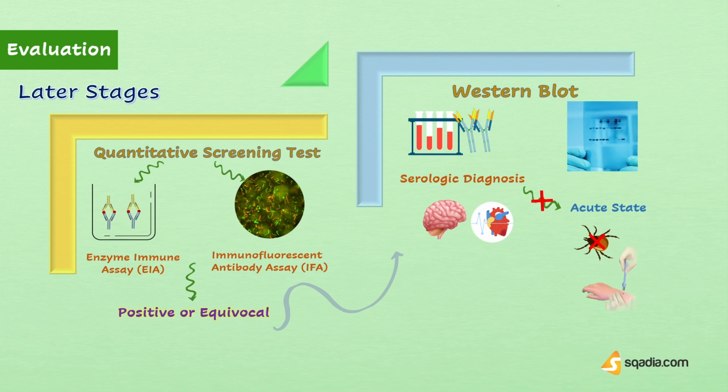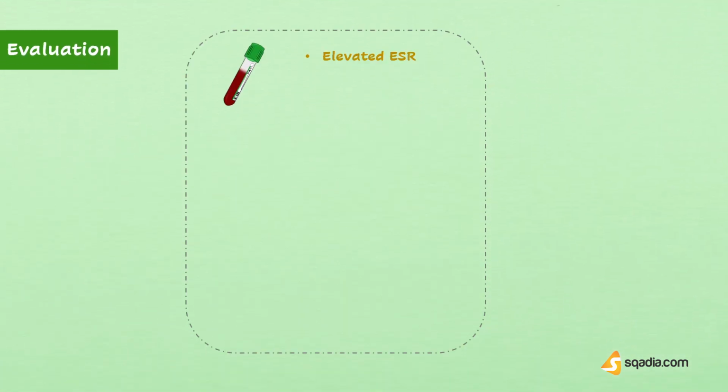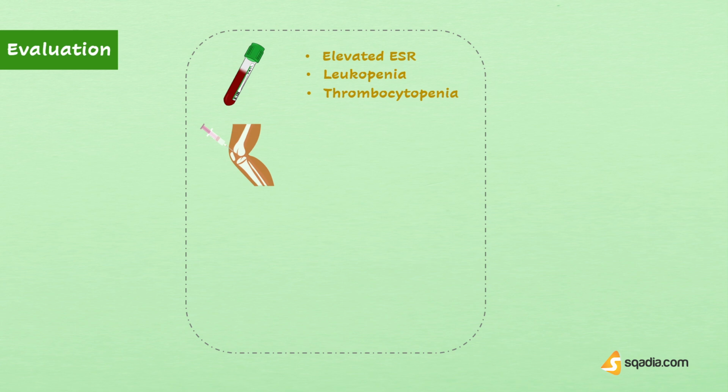Now, you may also do some basic lab work and it may reveal an elevated ESR. You can find leukopenia, that is low WBC count. You can find thrombocytopenia, which is low platelet count. Joint aspiration is only recommended if one suspects septic arthritis.